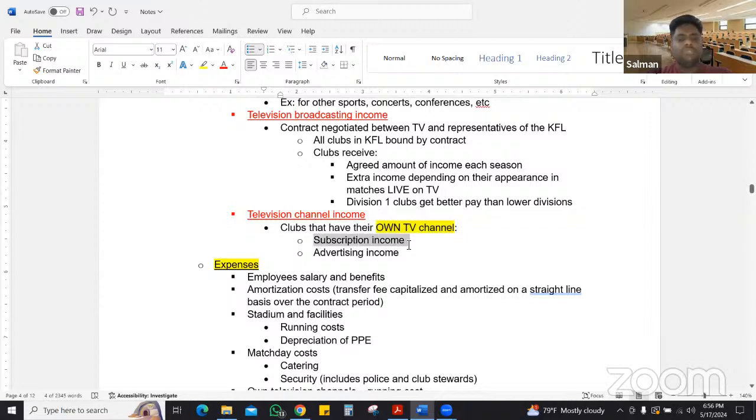They get money from subscription income, just like you subscribe for Netflix. Here you subscribe for competitions. And advertising income. When companies want to advertise, the clubs get money because it's their own TV channel.